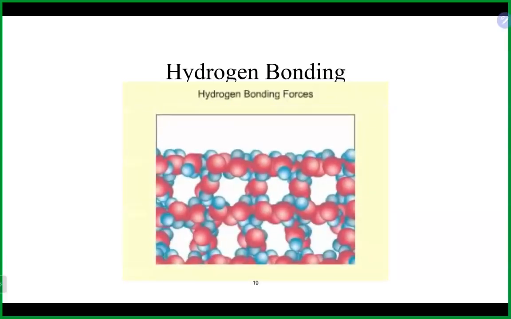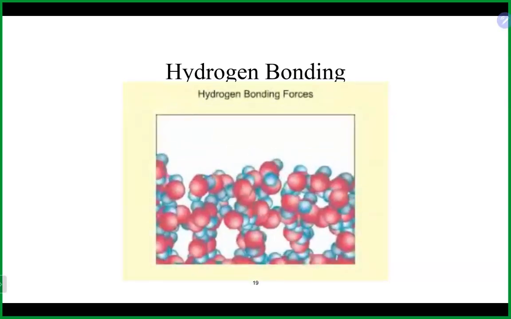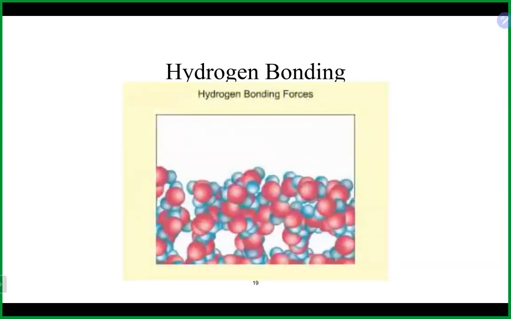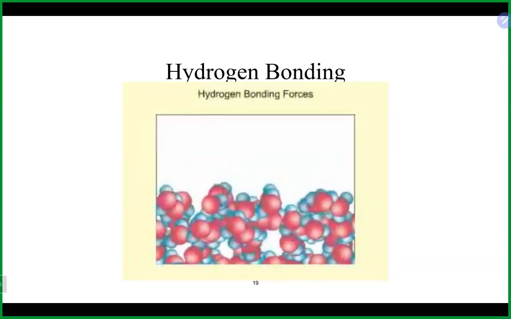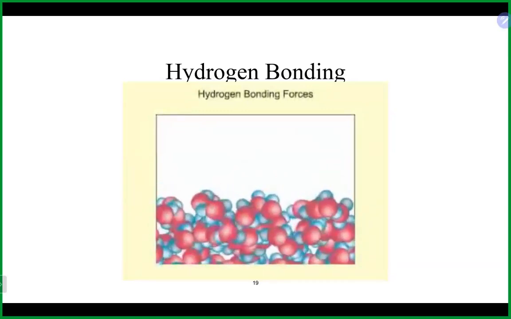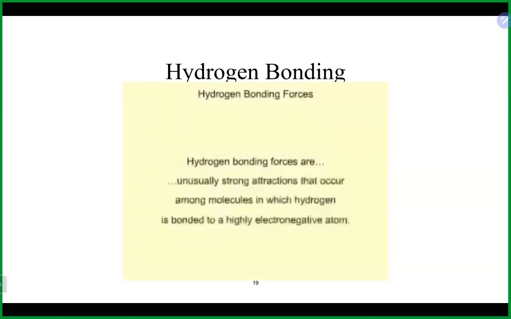In ice, hydrogen bonding leads to a tetrahedral arrangement of water molecules around one another, forming 6-membered rings that leave open channels through the ice structure. In liquid water, the tetrahedral arrangement is not fixed because the molecules are able to move around, and on average, a water molecule is surrounded by 3.4 other water molecules. Hydrogen bonding forces are unusually strong attractions that occur among molecules in which hydrogen is bonded to a highly electronegative atom.